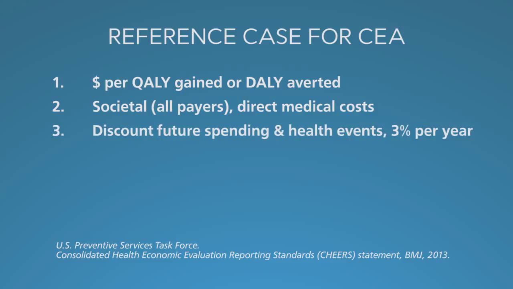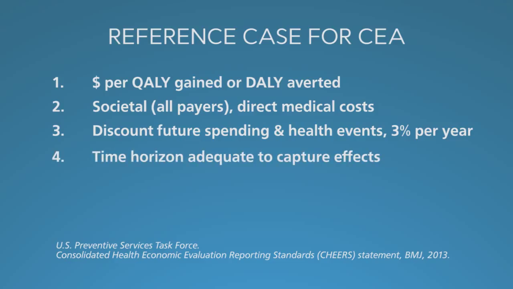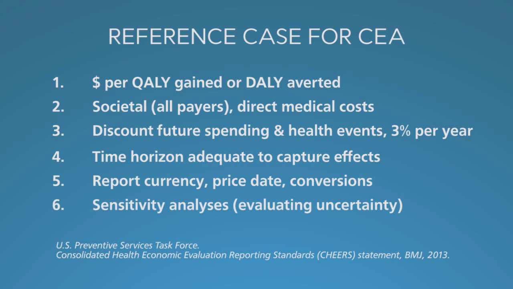Future spending and health events should be discounted at 3% per year to reflect time preferences. The time horizon should be adequate to capture intervention effects. All cost parameters such as currency, date of prices, and inflation and currency conversions should be reported. Finally, of course, sensitivity analyses must be included.